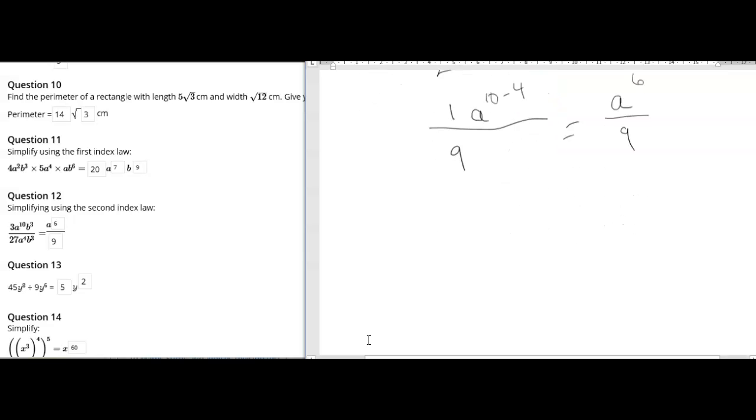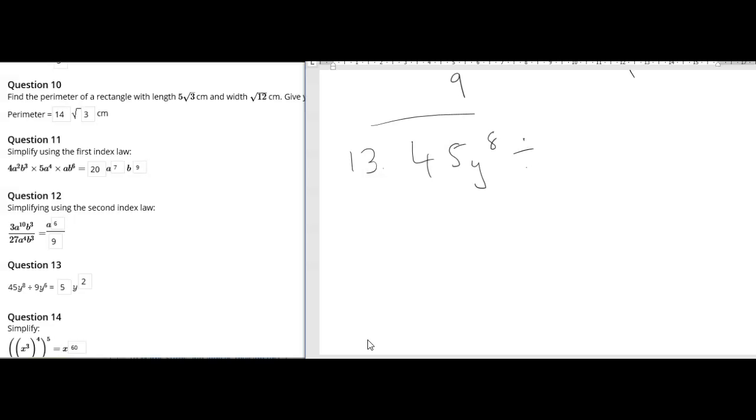All right, and let's just do question 13. What do we got? 45 y to the power of 8. So here is one written as a division, and it's easier to write it as a fraction. I think so anyway. If you prefer not to, that's fine. So let's start with the coefficients. 45 divided by 9 is 5. And then we've got y to the power of 8. Because we're dividing, we subtract our powers, and we're left with 5y to the power of 2.